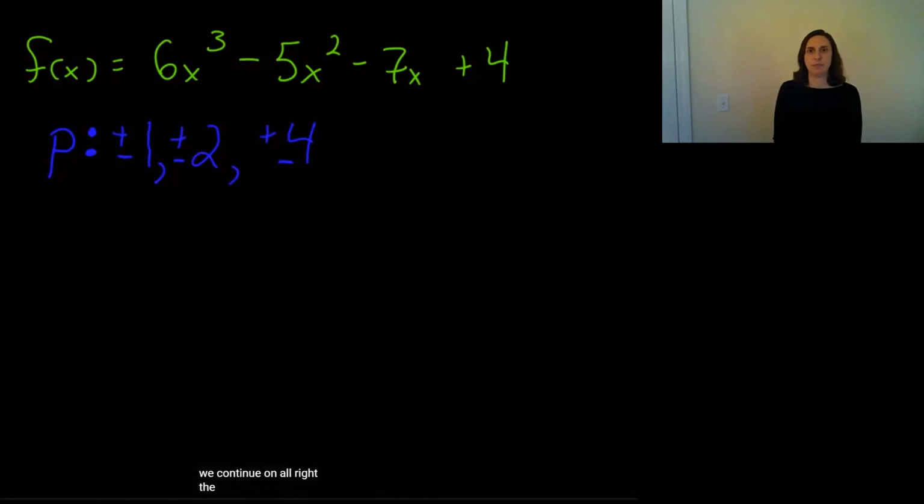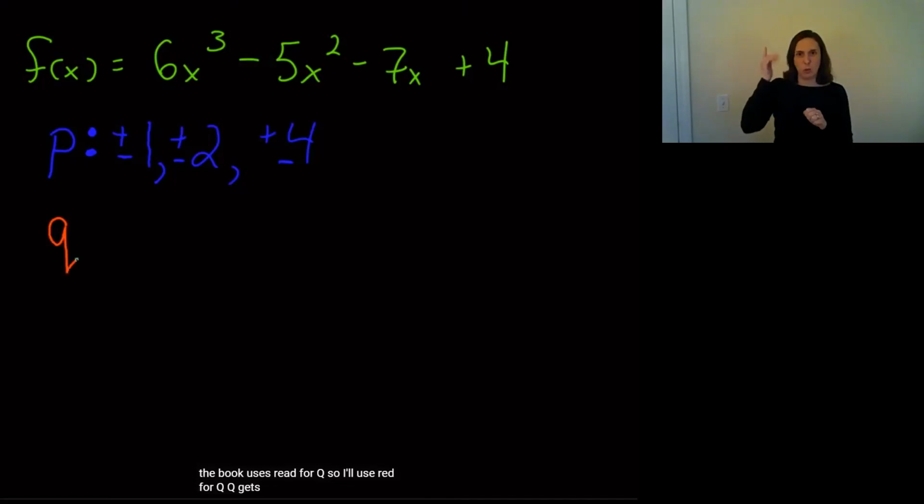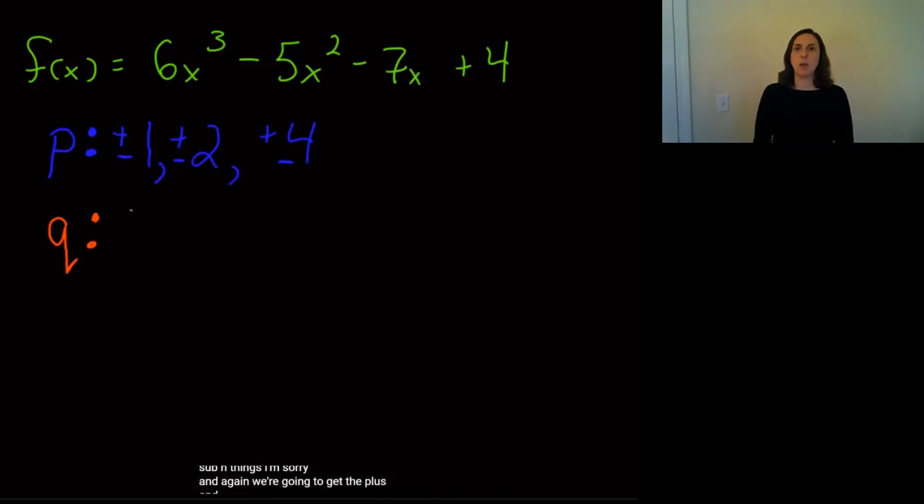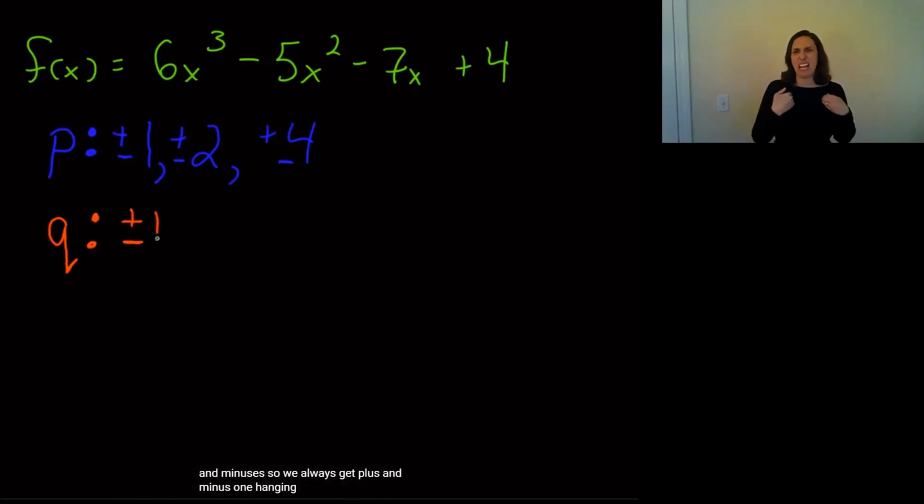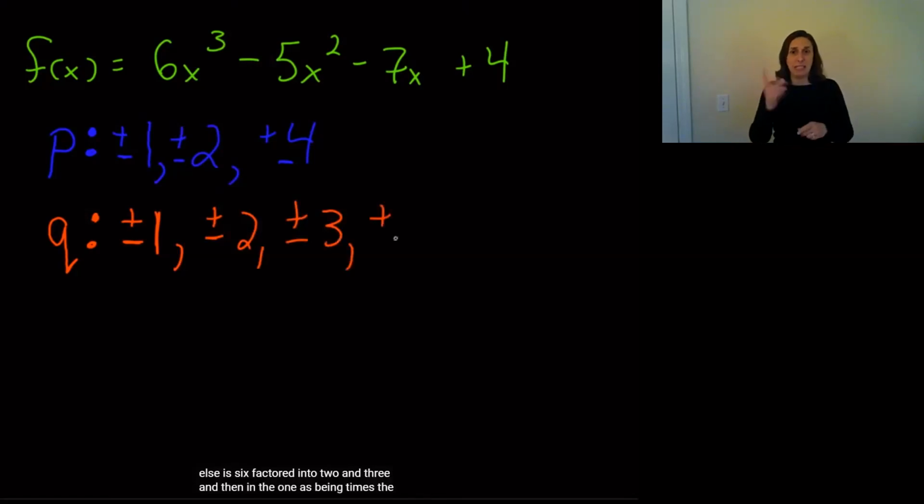All right, and the book uses red for q, so I'll use red for q. q gets determined by the factors of the leading coefficient, a sub n, sorry. And again, we're going to get the plus and minuses, so we always get plus and minus 1 hanging out there. And what else is 6 factored into? 2 and 3. And then the 1 is being times the 6 itself. So those are all of the possible factors of p and q.